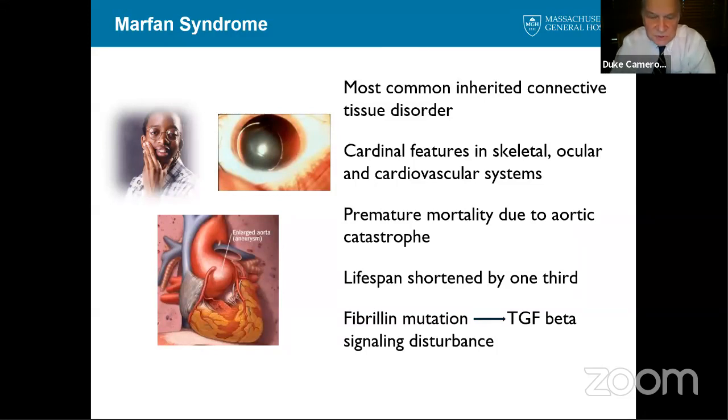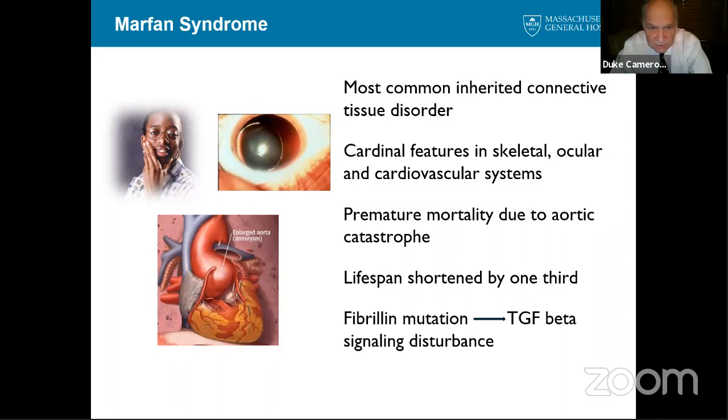Marfan syndrome is the poster child for aortopathy. It's the most common inherited connective tissue disorder if you exclude bicuspid aortic valve. And the cardinal features are the skeletal ones, the ocular feature. In fact, a dislocated lens is the most common feature in Marfan syndrome.